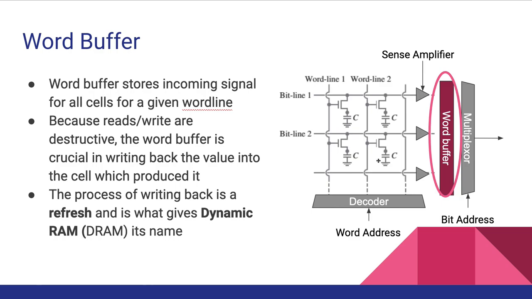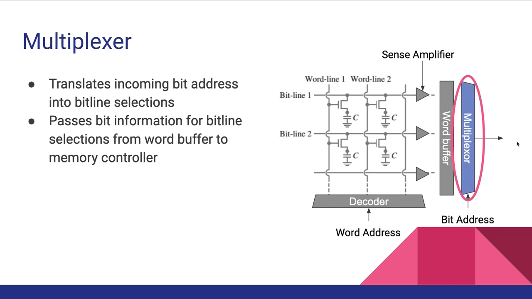So after the word buffer, they get passed to a component called a multiplexer, which again takes part of the address, and it understands which of the cells the memory controller was intending to read or write to. So it takes all of the incoming signals and only picks out the ones it's interested in.